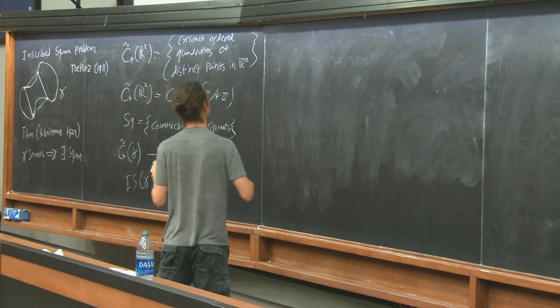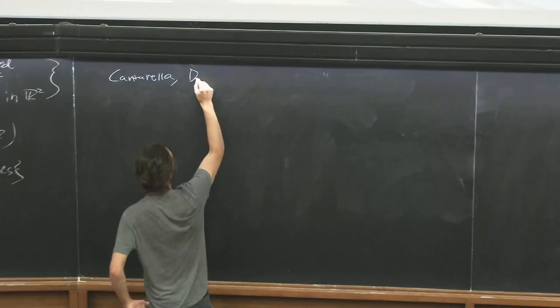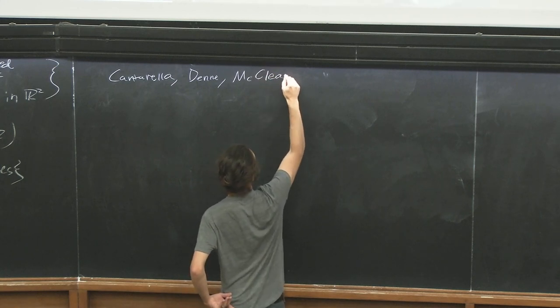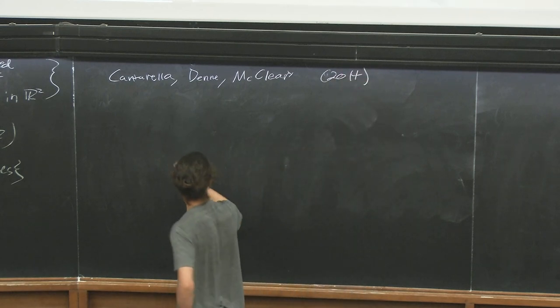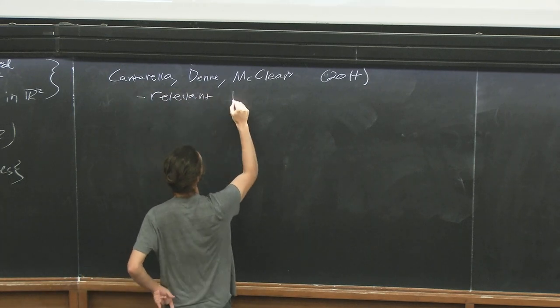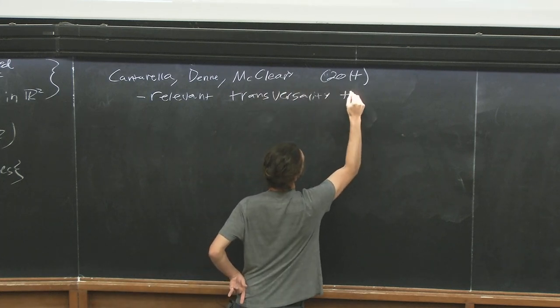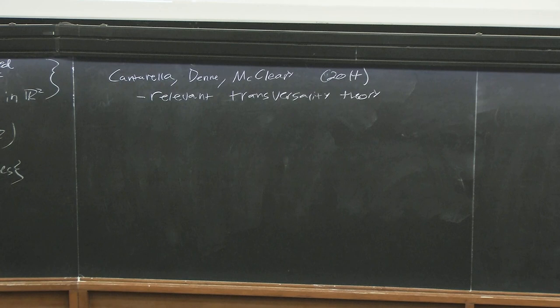And that wasn't done until relatively recently. That was done by Cantrell, Denham, and McCleary in 2014, the relevant transversality theory. Obviously back in 1929, there wasn't any transversality theory at all. So he did it with just explicit coordinates and stuff like that. It was a really big proof.